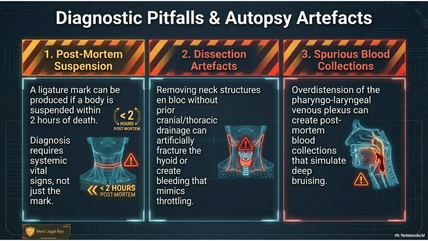Several pitfalls and autopsy artifacts must be avoided. A post-mortem ligature mark can be produced if a body is suspended within 2 hours of death. Removing neck structures en bloc without proper drainage can cause dissection artifacts. Lastly, overdistension of the pharyngolaryngeal venous plexus can create spurious blood collections that mimic bruising.